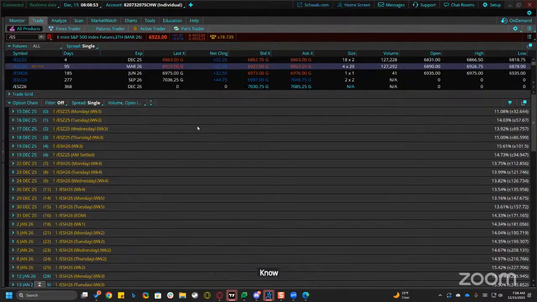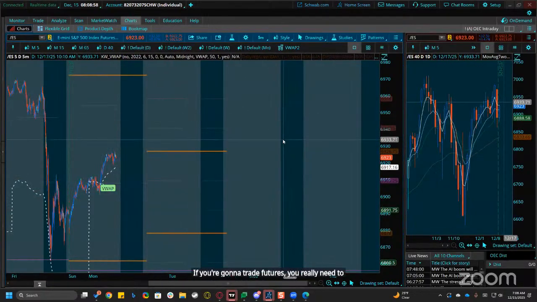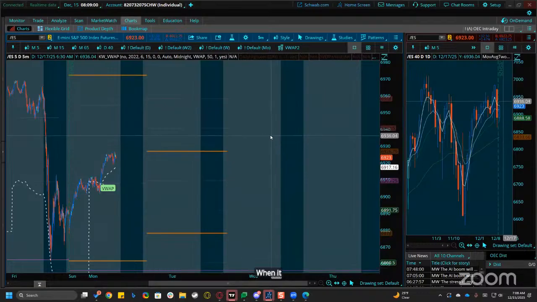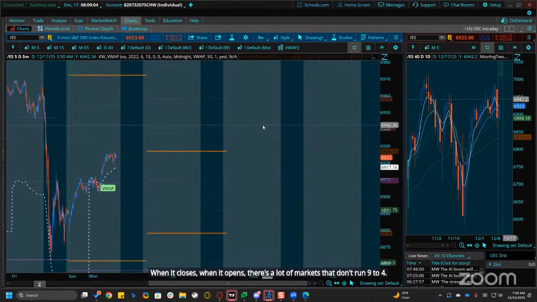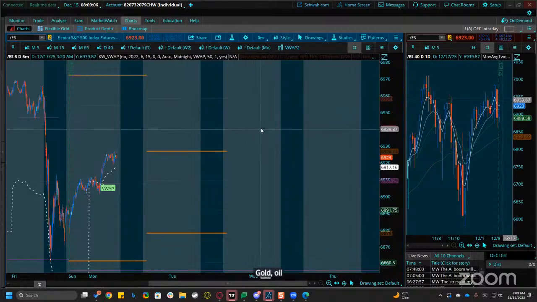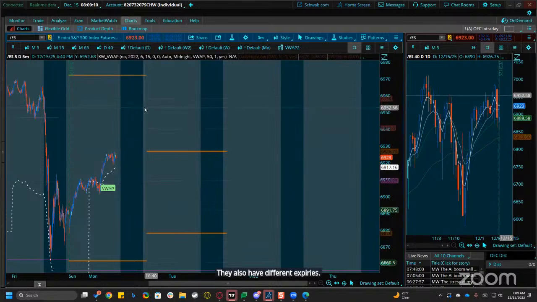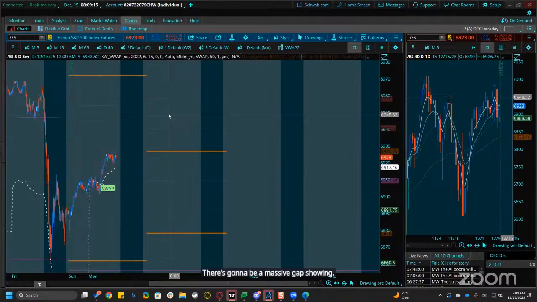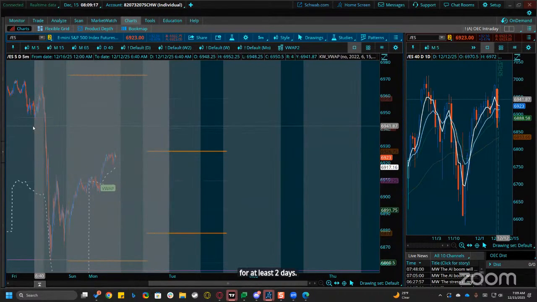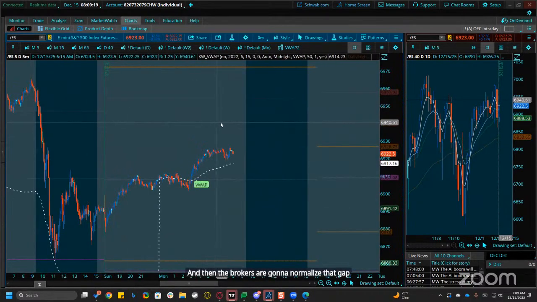Know your product, guys. If you're going to trade futures, you really need to know what you're trading. When it closes, when it opens, there's a lot of markets that don't run 9 to 4. Gold, oil, copper. They also have different expiries. There's going to be a massive gap showing for at least 2 days, and then the brokers are going to normalize that gap and it's going to disappear. It's just a contract change event.